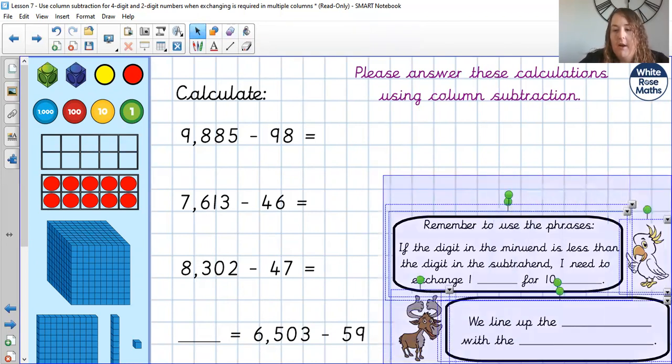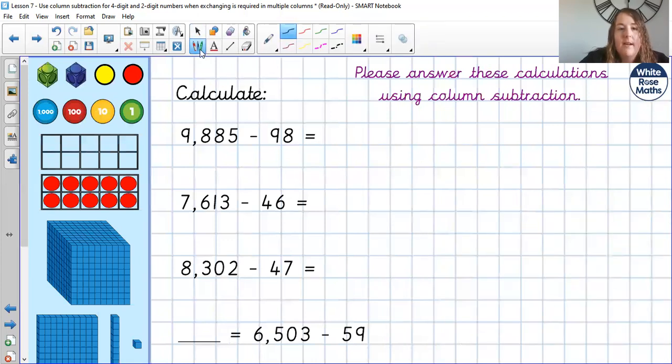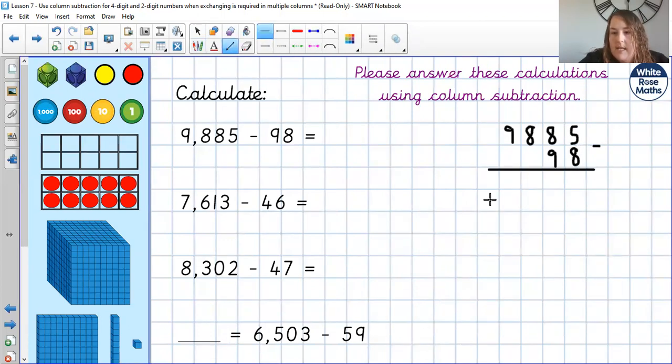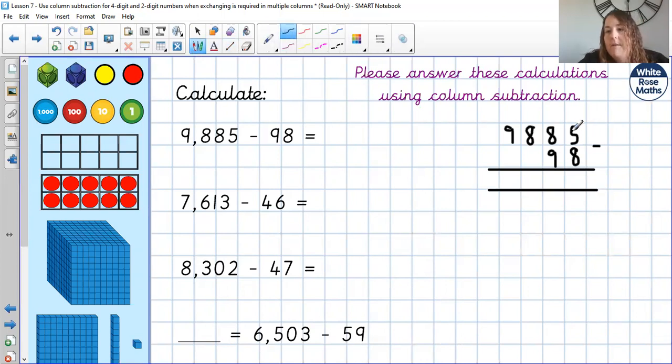Okay, so I'm going to get rid of Colin and Coco for now, and we are starting with 9,885, and we are subtracting 98. So you can see I've matched up the ones with the ones and the tens with the tens there, and I get my ruler line out to do my equals. Okay, 5 take away 8, I can't do. So I'm crossing out my 8, leaving a 7 and popping my 1 there. And then 15 take away 8 is 7.